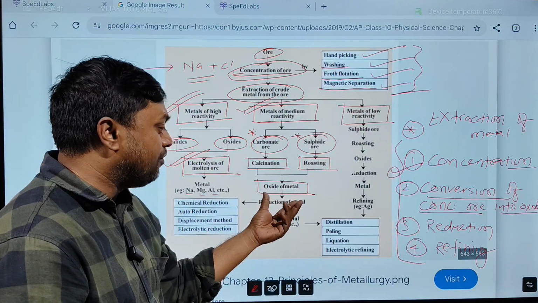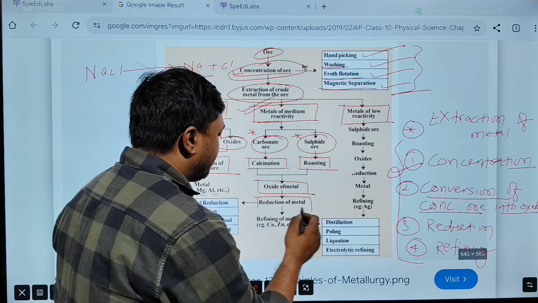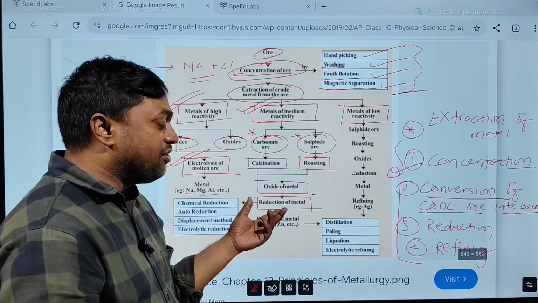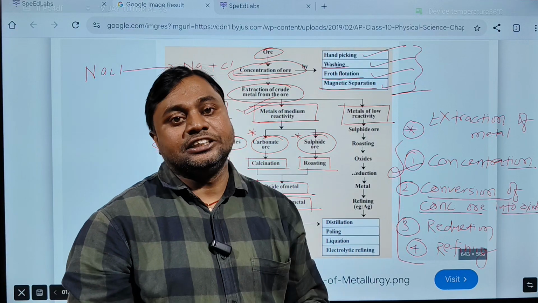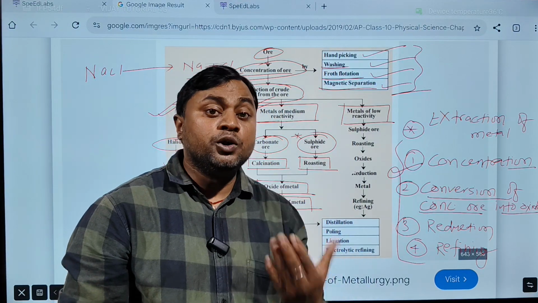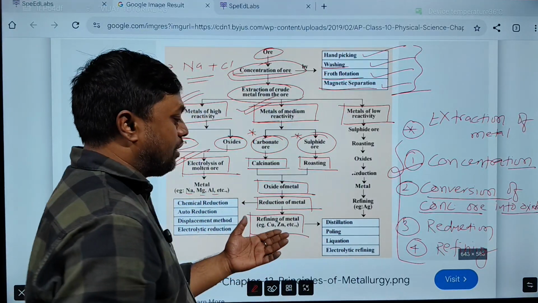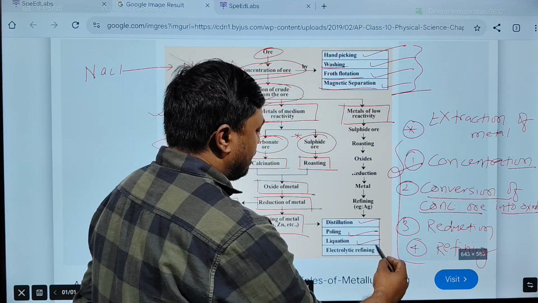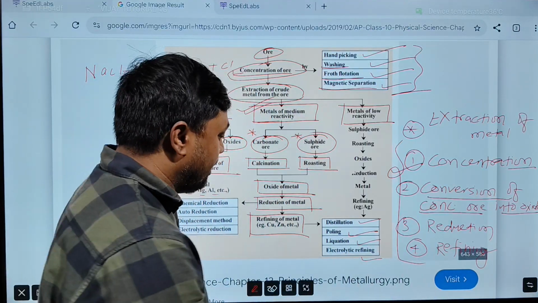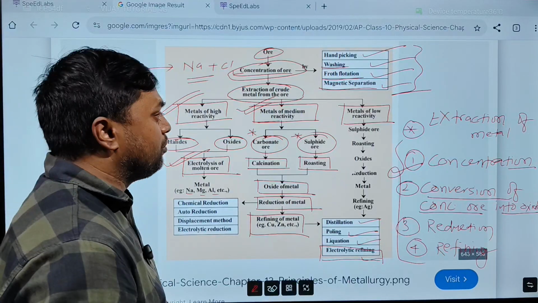After that, with the oxide of the metal, we have to do the reduction of metal oxide into metal. So the next step is what? Reduction of metal. The metal which is reduced is not 100% pure. It may be 95%, 96% pure. So we have to do the purification or refining of the metal. There are different methods for refining: distillation, poling, liquefaction, and electrolytic refining. In your syllabus, the most important is electrolytic refining. That also we will discuss.